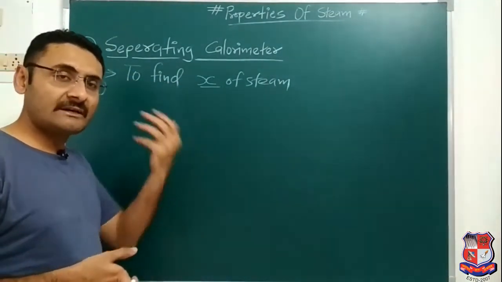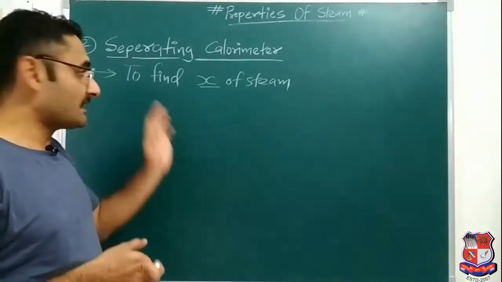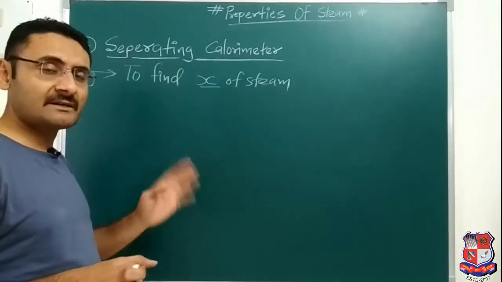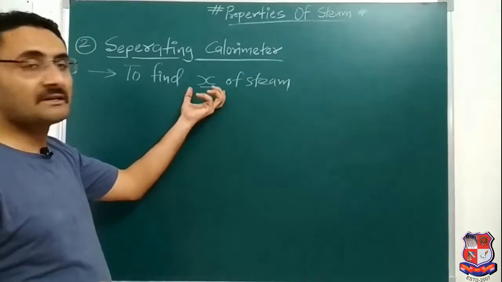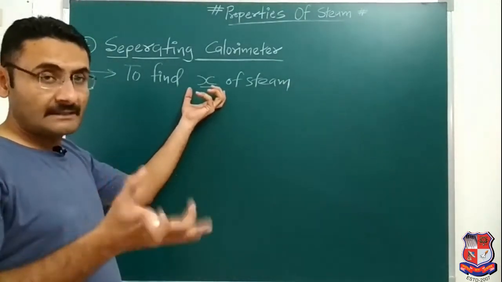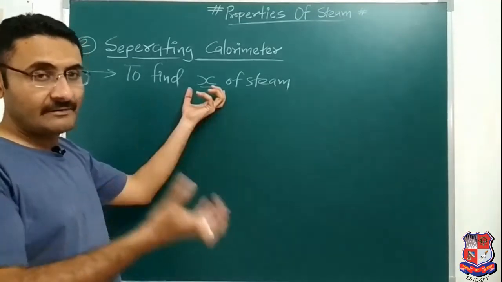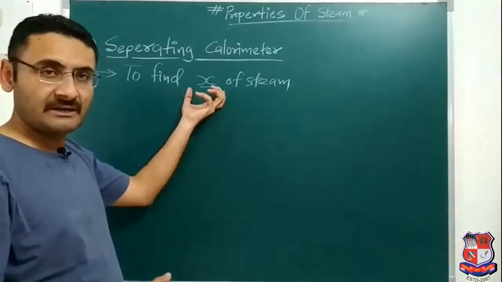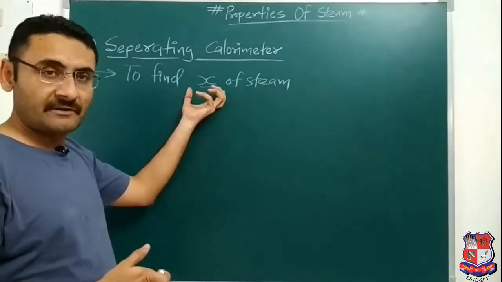In short, every calorimeter has the same function, which is to find out the dryness fraction value of the steam. But the method of finding it is different, and the equations for the different calorimeters are also different.